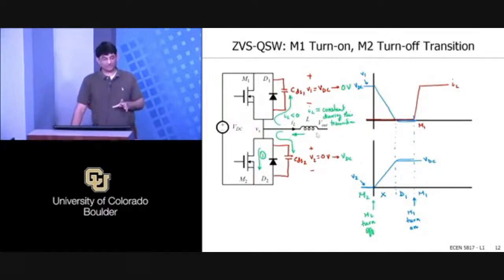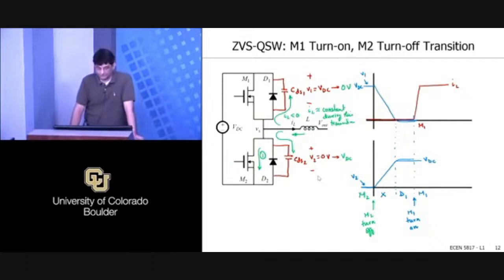Because this circuit is so good, it actually has its own name. It's called the 0 voltage switching quasi-square wave converter, right? And essentially a buck-derived converter or a synchronous buck-derived converter. And we'll talk a lot about this later on, but I just kind of throw out the name here.